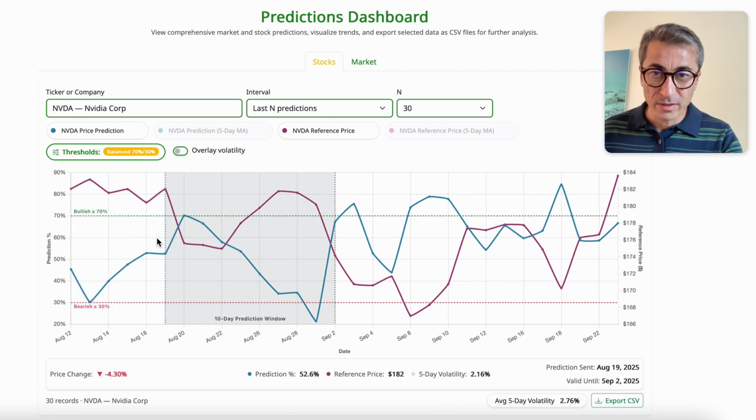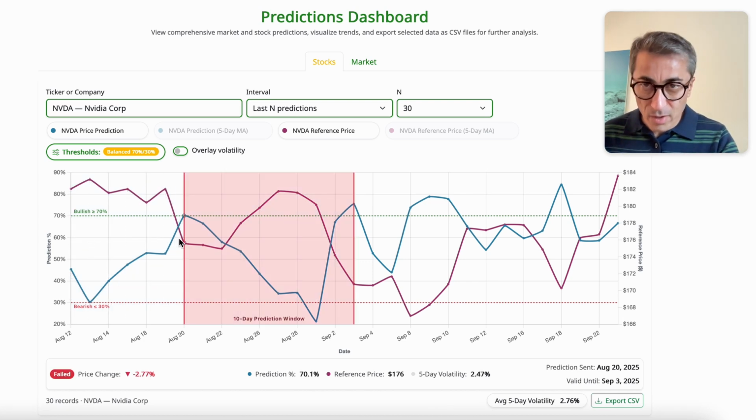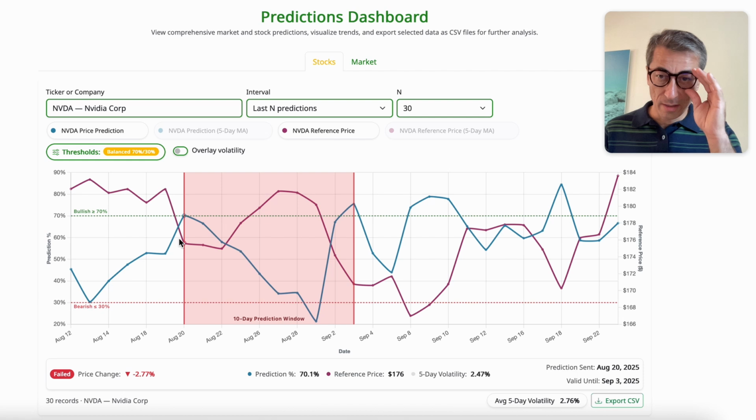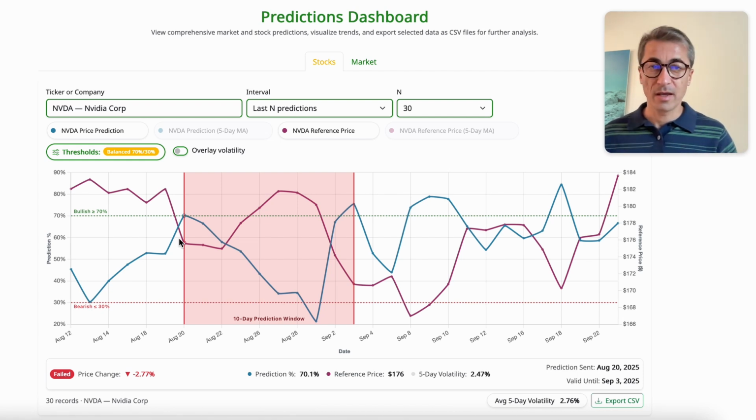So it is gray, gray, gray, and now red, because the prediction reaches 70.1%. The price increase likelihood is 70%, so it is a strong bullish prediction. But as you see here, the prediction failed, because at the end of these 10 market days, the price of the stock has actually gone down by 2.77% with regards to the reference price that we had for our prediction.